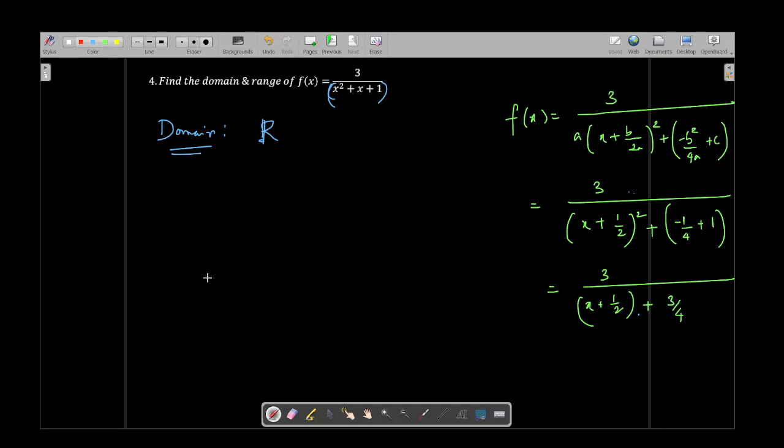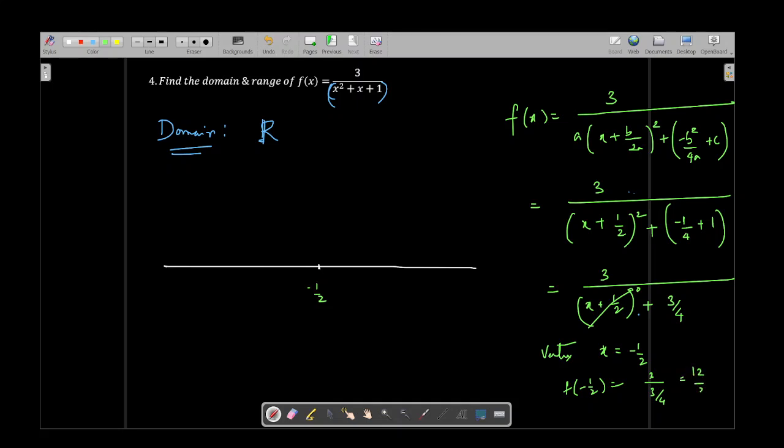So what does the curve look like? Anyhow, the domain is all real numbers, so it never touches 0. From this, I can write the vertex is at x equal to minus half. So at minus half, what is the value? f of minus half is, this term goes to 0, 3 by 3 by 4, which is 12 by 3, which is 4. So at this point, it is 4.